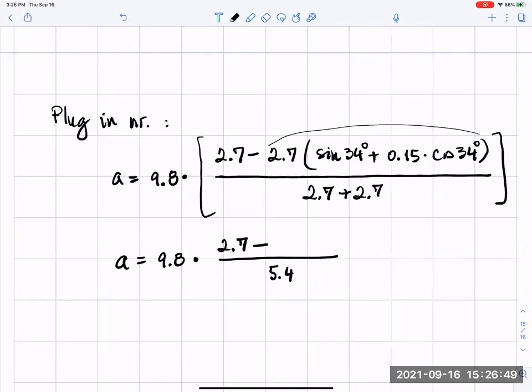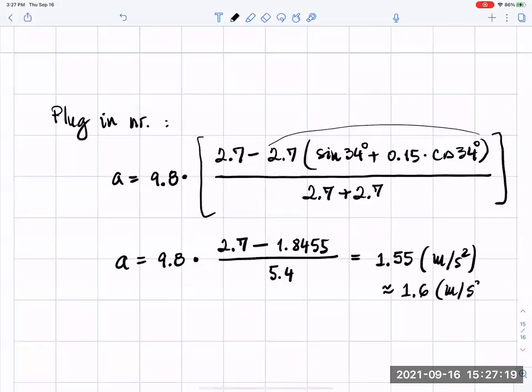Okay, so here I'm getting 1.8455. So now it's actually easier to deal with this. So this is 0.85 then, times 0.8. Okay, so I am getting 1.55 meters per second square. I mean, you can round it if you may to 1.6 meters per second square. So here it is. This is the acceleration of each one of the bodies, which is essentially the acceleration of the system.